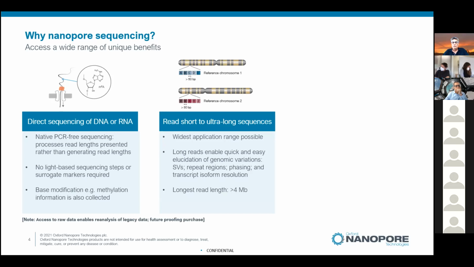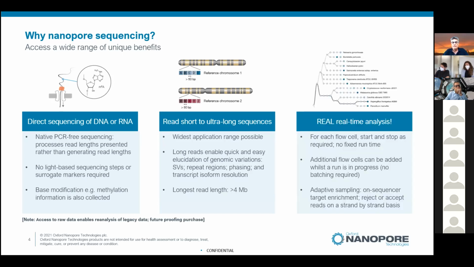We're not just a short read technology. In fact, we're going to rebrand ourselves. We're read length agnostic. You can sequence down to 20 base pairs all the way up to over 4 megabases. Whatever is in a library that you load into a flow cell can be sequenced.